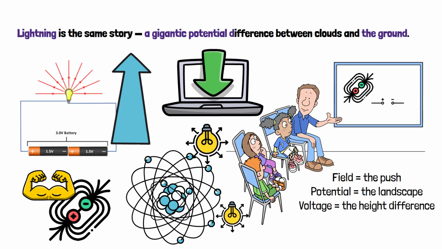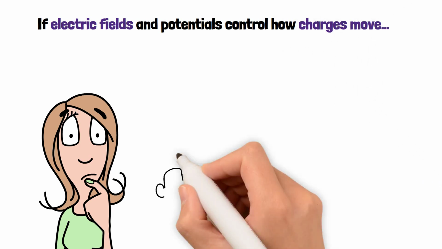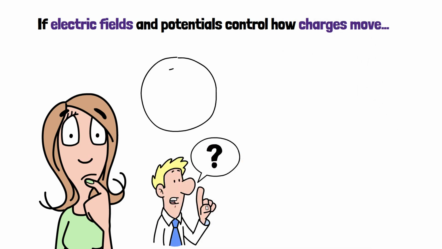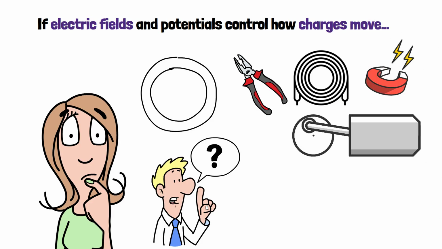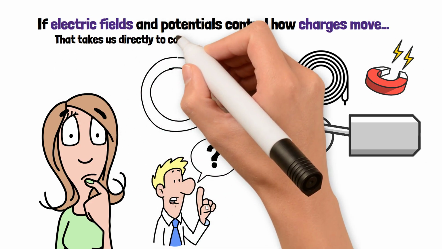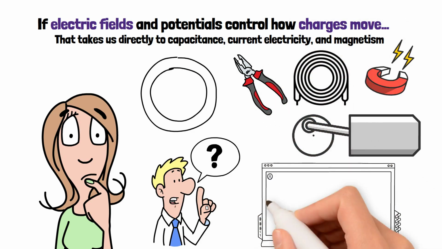Now think about this. If electric fields and potentials control how charges move, what happens when charges start moving in loops? How do wires, coils, magnets, and motors suddenly become connected? That takes us directly to capacitance, current electricity, and magnetism. And we'll unfold that in the next lessons.